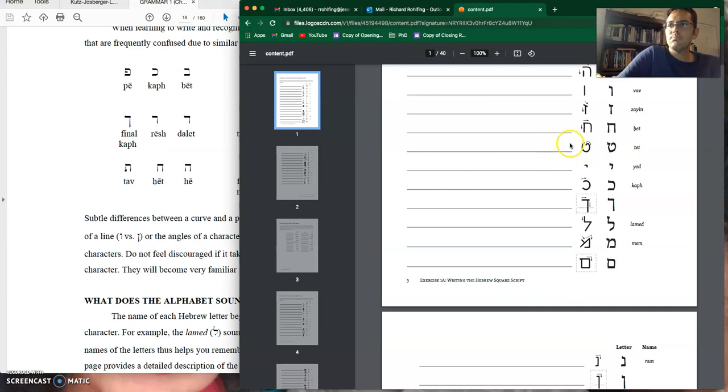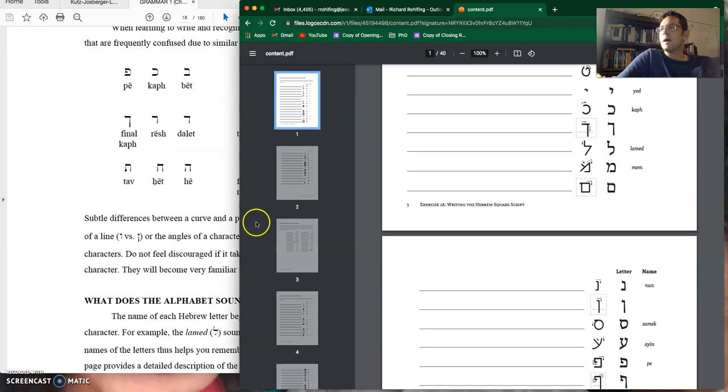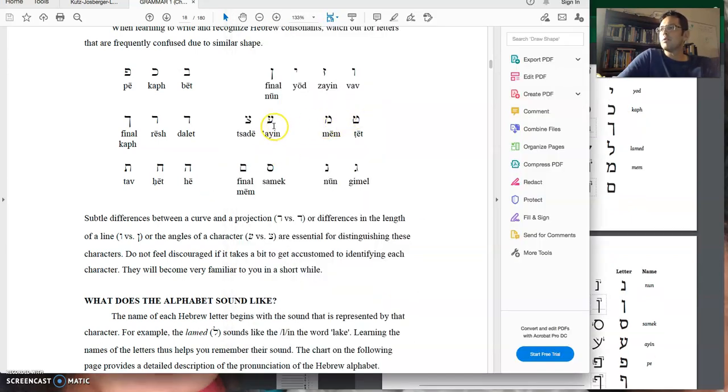So boop, and then with mem, you actually start at the bottom down here at the lower left, and then come up, down, and over, and then stick it out. It's got the little, what I'll call the chupchik. There are many chupchiks in Hebrew. So mem and tet, you've got to look out for those. Ayin and tzadeh regularly get confused.